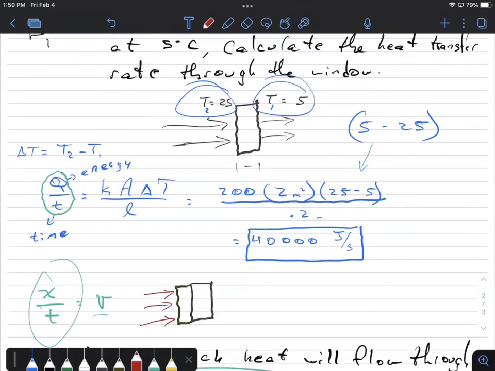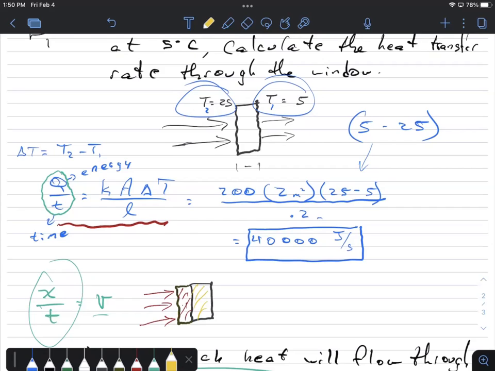Well, now it's a little different, because it's not straightforward how to take this one equation and deal with the fact that you have two separate materials, two different conductivities, two different thicknesses. Maybe the areas are the same, maybe they're not. So we want to figure out how to have a system with multiple layers, send heat through it, and calculate the heat transfer rate through a compound system. That's what we're going to do next time.